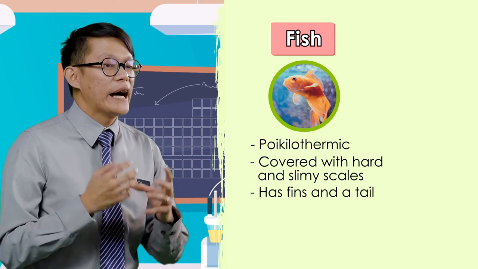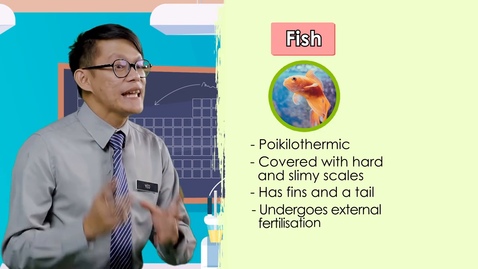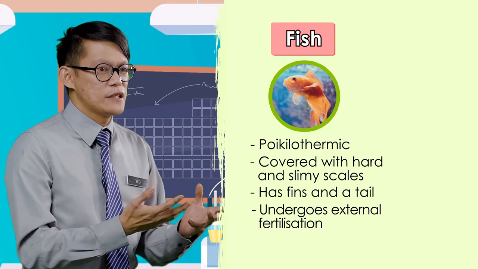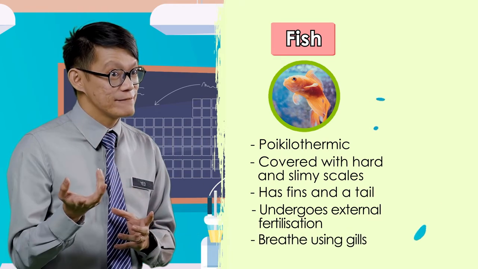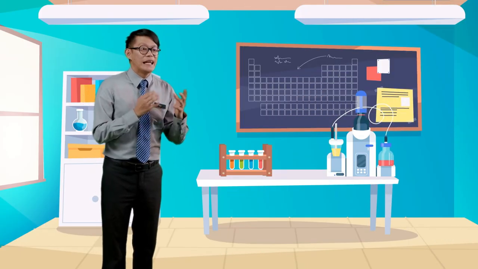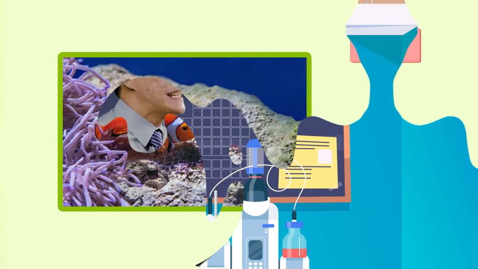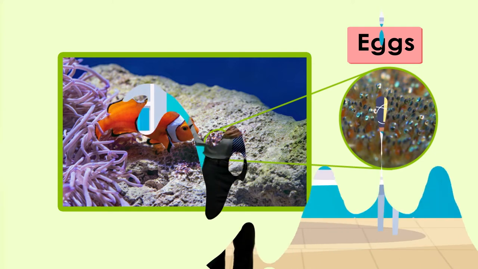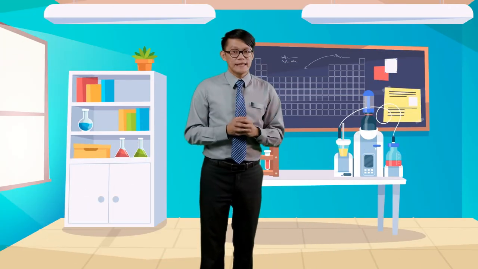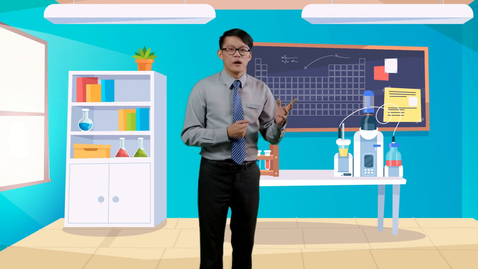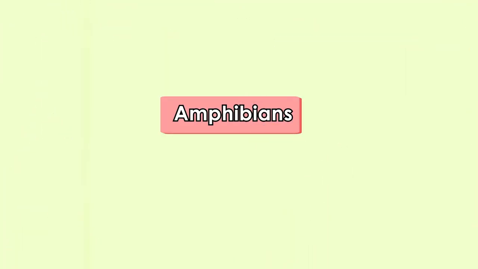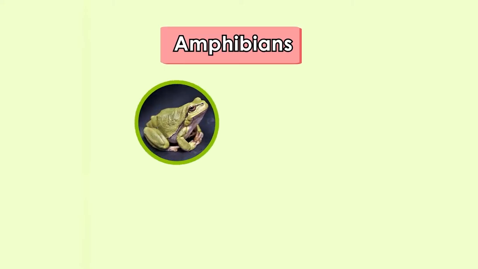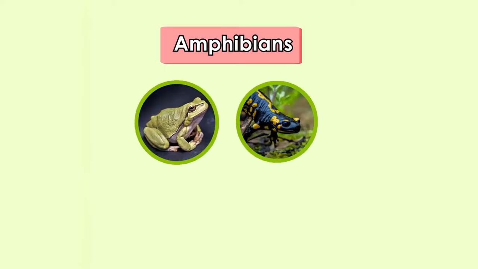Fish also undergo external fertilization. Fish breathe using gills. And fish lay eggs. This is the egg released by a clownfish. We have learned the characteristics of a fish. Now we move on to amphibians. Examples of amphibians include frogs, salamanders, and many more.